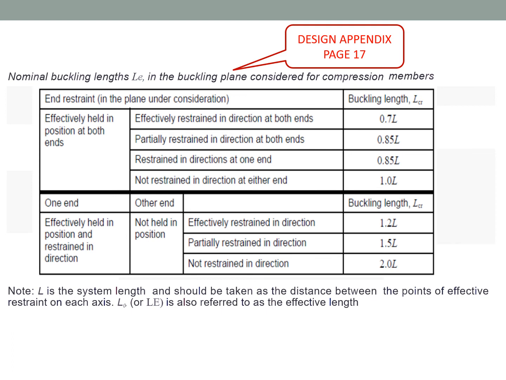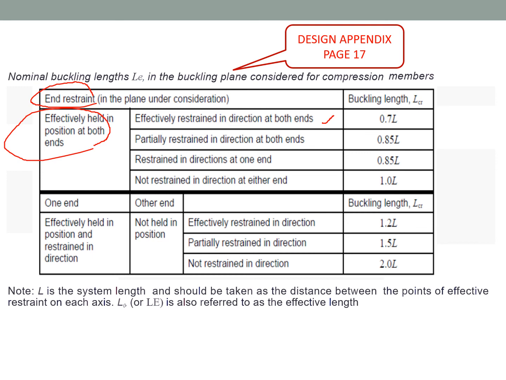End restraint in the plane consideration means that it is held in position. Effective: the condition is effectively held in position at both ends, so it means that both ends are in position. And if you have buckling length for effective restraint in direction at both ends, this means that at both ends it is a fixed condition, so you use LCR equals 0.7 L.